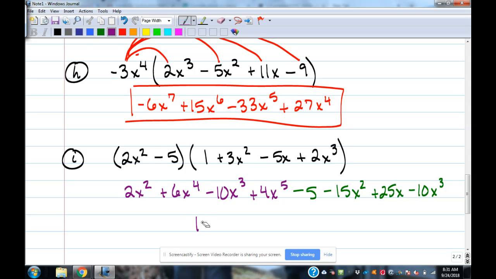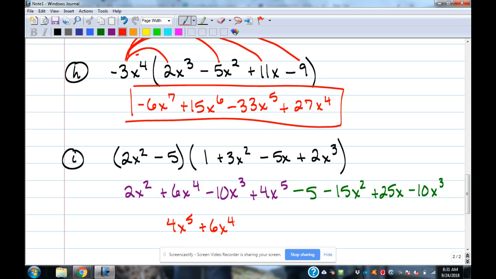Maybe I should do that in a different color. Let's do that. 4x to the fifth. What's next? Anybody else with x to the fourth? Nope. Okay. Next.